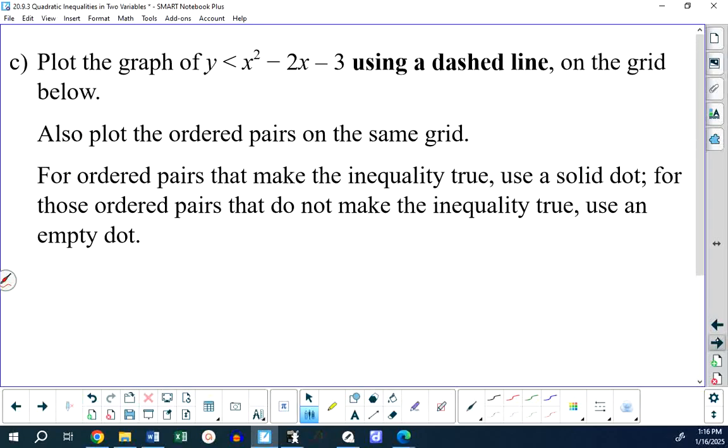Plot the graph using a dashed line. Why are we plotting it using a dashed line? Because there's no equals to there. Okay. So how are we going to do that? It's y is equal to x squared minus 2x minus 3.